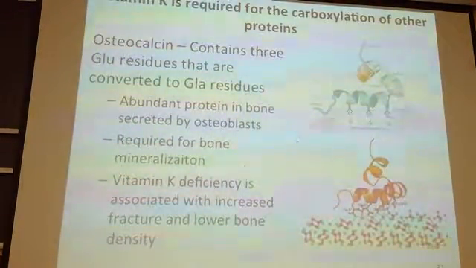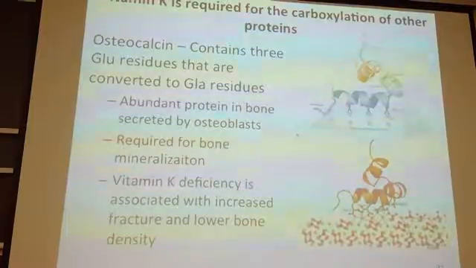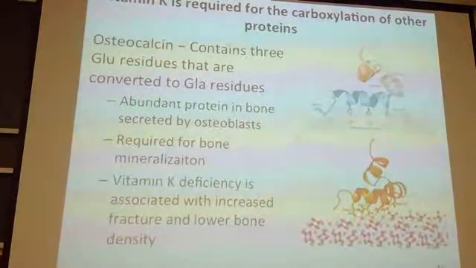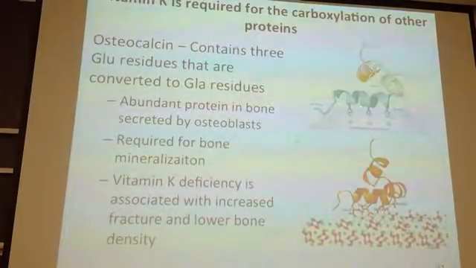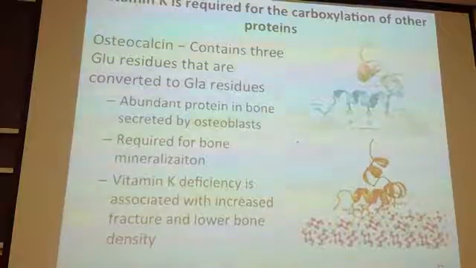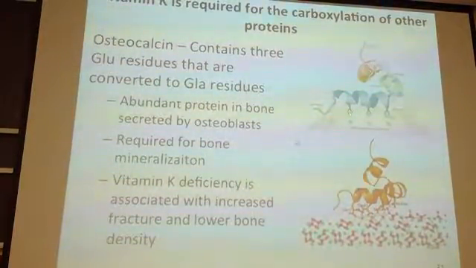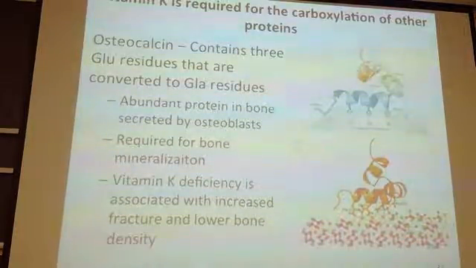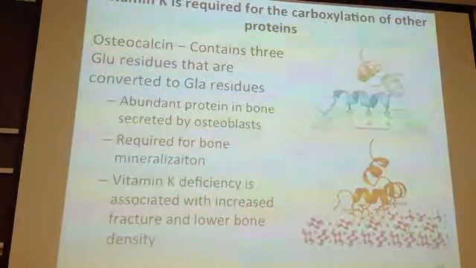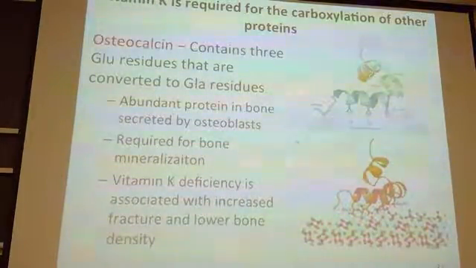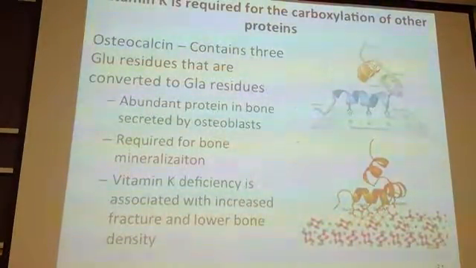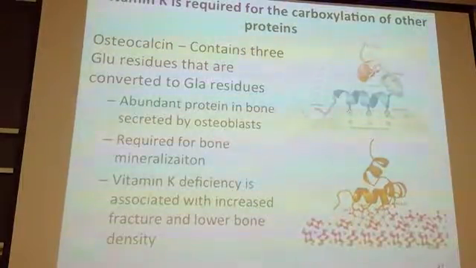And so shown here is just a crystal structure of osteocalcin. Similar to what we had seen in that other crystal structure, it has these carboxyglutamate residues which bind calcium, so it's just shown here in more detail. And this helps bridge the association of osteocalcin with hydroxyapatite crystal lattices. This is extremely abundant in bone.